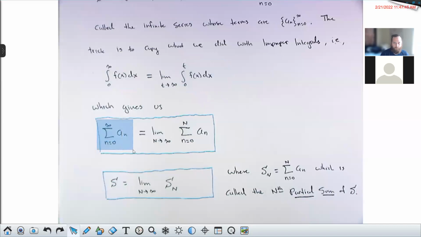I can't add up infinitely many numbers all at once. I run out of time. But I can add up finitely many numbers, right? I do it two at a time if I must, but I can always add up finitely many numbers. And while you or me or a human being might get quite tired if n is a large number, if you can find a formula for this in terms of capital N, like here we used the fundamental theorem of calculus to find a formula for this in terms of the variable t, then you can take that formula and send n to infinity. So this is how you define an infinite series.